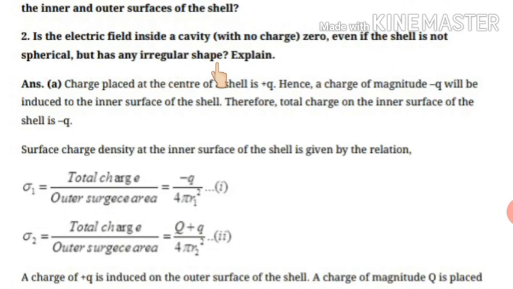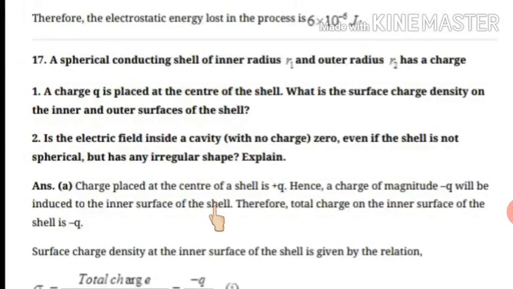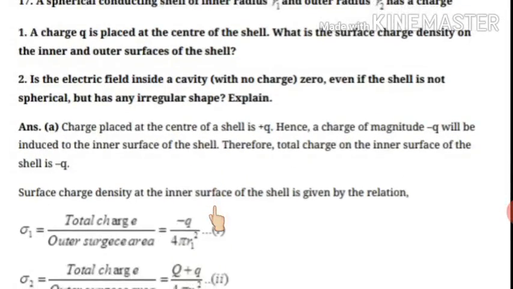Actually what they are saying is that even if the shell is not spherical, it is of any other irregular shape, in that case, will the electric field inside the cavity be 0 or not? The answer is very simple. If there is no charge inside that shell, what will the electric field be? The electric field will be 0 only, because they are talking about a conducting shell, and inside the conductor the electric field is 0, which we have already discussed.